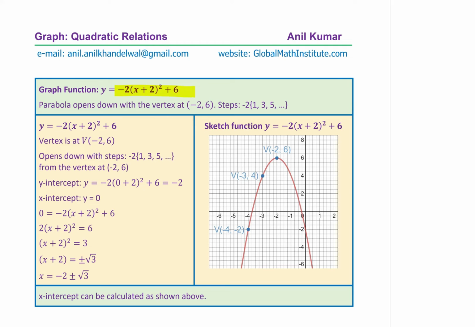Now we know this is a parabola which opens down with the vertex at minus 2, 6, and the steps will be minus 2 times 1, 3, 5, 7, correct? Okay, now we know the vertex is given to us. We can have these steps, and once we have these steps, we can have one part of it, and then we can reflect these points and get the other part of it. So we have actually sketched the parabola. So that part is called the sketching. So the sketching has been done, right? So this is sketching.